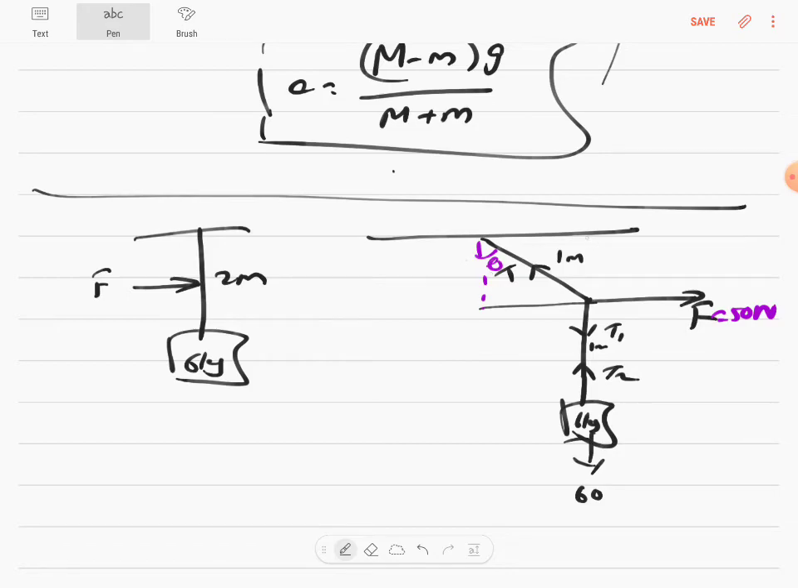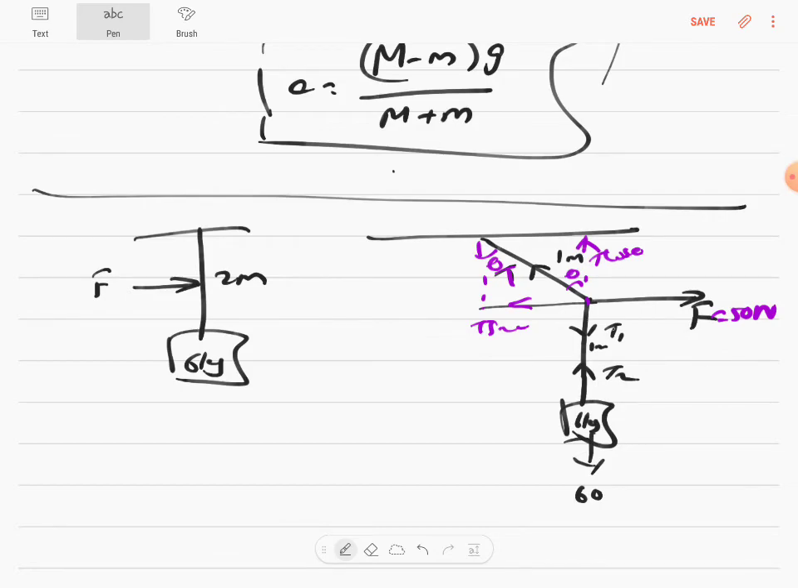So you put it like this and mark this as theta, and this is T, right? Therefore the vertical component is T cos theta, and the horizontal component will be T sin theta. Therefore T cos theta will be equal to mg, and T sin theta will be equal to 50 newtons. Are you clear?